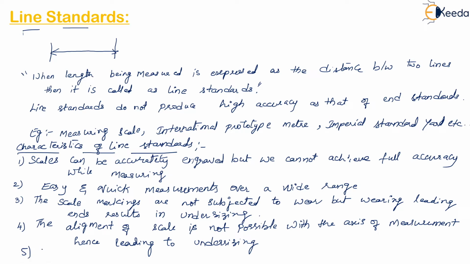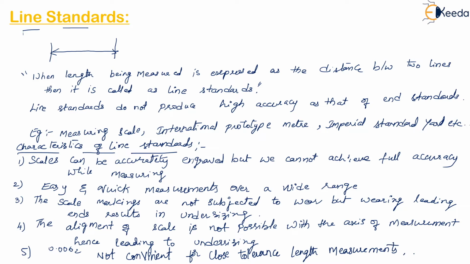Scales are not convenient for close tolerance length measurement except in conjunction with a microscope. See, if there is a difference between two objects with a tolerance of 0.0002 or something like this, then these scales cannot be used for measuring such differences. So with the help of microscopes they can be used. So we can say that scales are not convenient for close tolerance length measurement. So this is all about line standards.